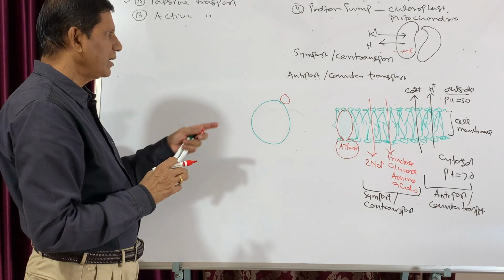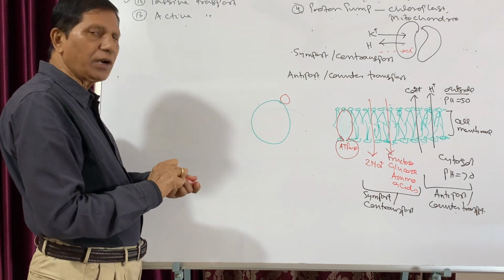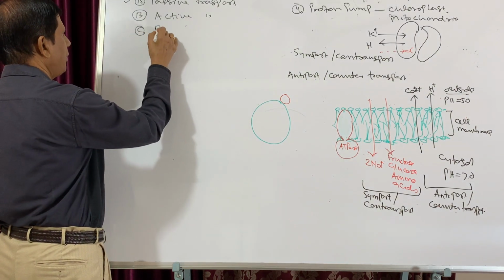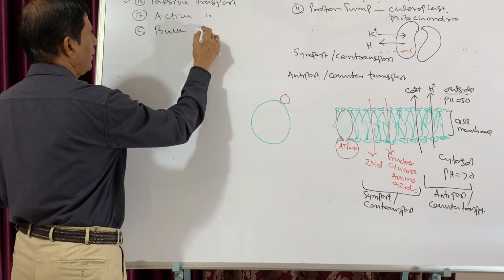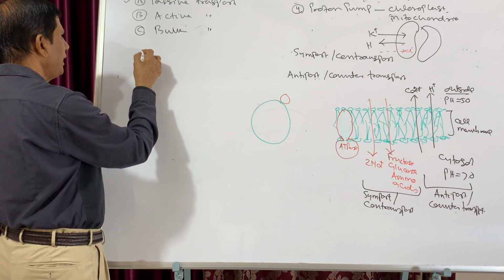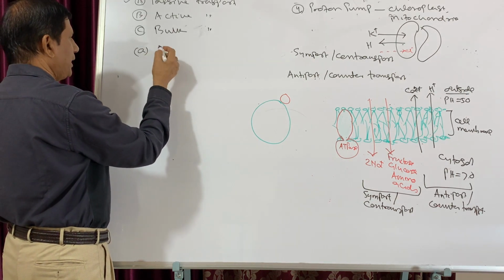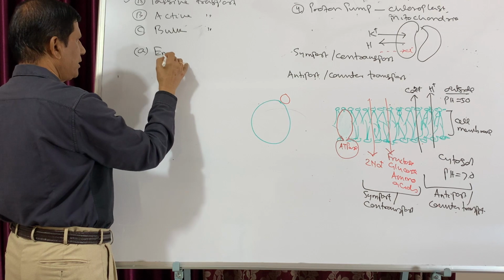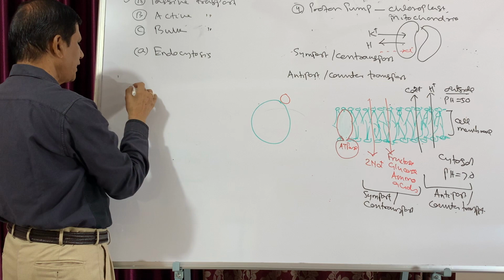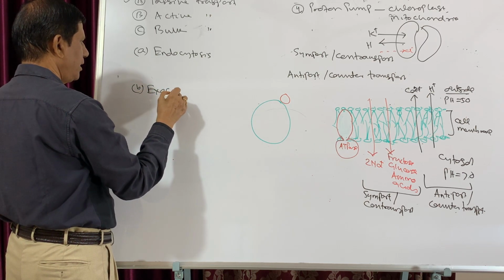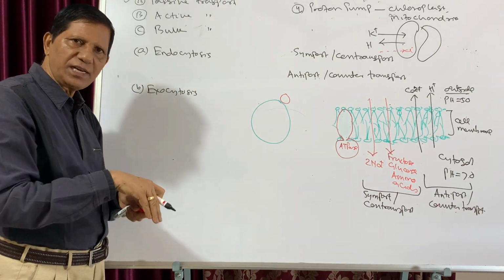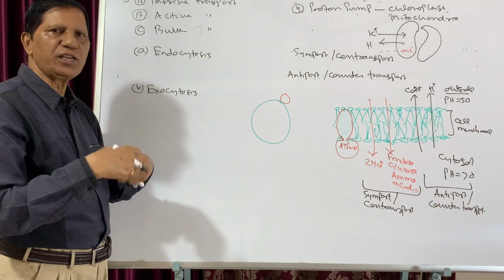That is why the movement is known as bulk transport, where heavy substances will move. So the third one is bulk transport. Now the bulk transport is again of two types. One is endocytosis, and the other is exocytosis. Now endo means it will move into the cell, inside the cell. Exo means from the cell it will go outside.